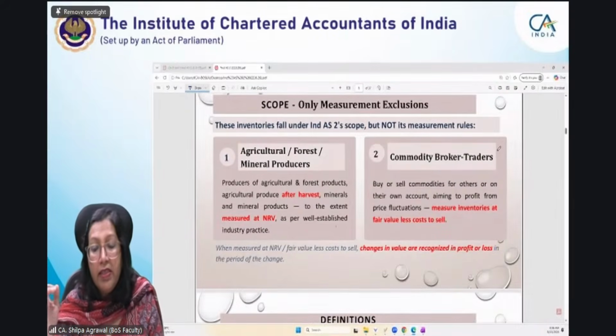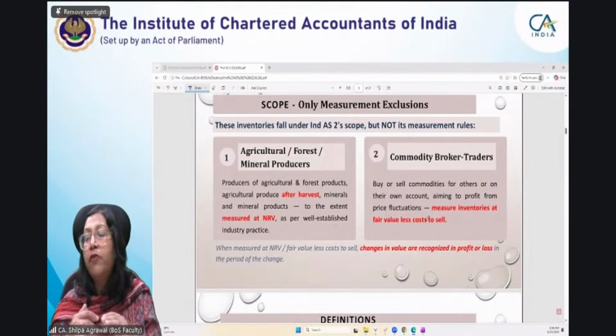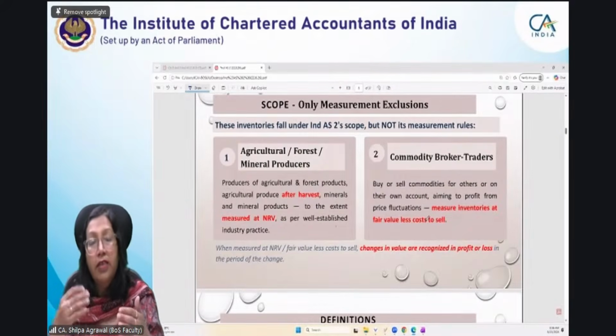However, whenever changes in values are recognized for these two items, we route it through profit and loss. Okay. Any query till scope, we can move to the definition. From the start till objective and scope, we do not have any question in general which appears in your examination.